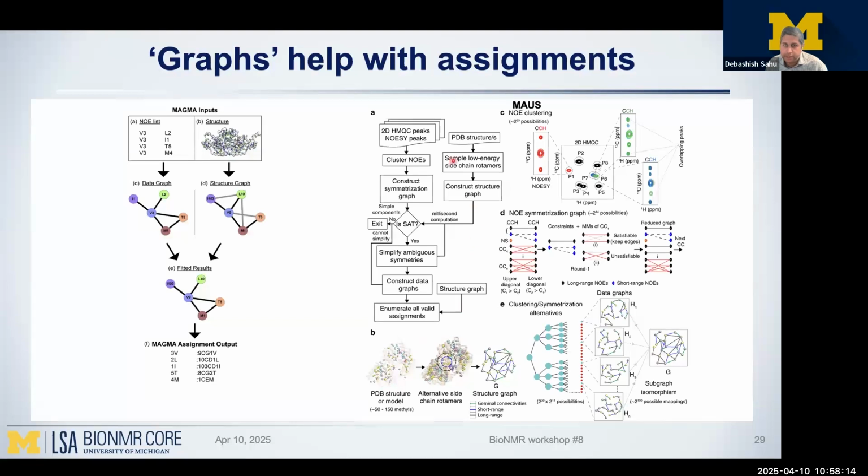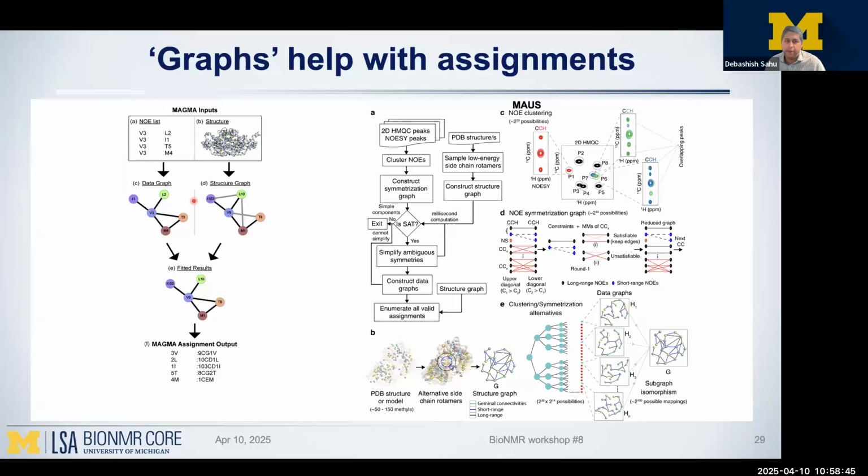You take the PDB structure, so all this that is shown over here, in B. From that, you create a combination of different conformations of these side chains, right? So you get a bunch of graphs. Then you combine these graphs with these graphs over here that you got from your NOESY. You iterate over and keep on doing that until you get a good fit, and it gives you an output.